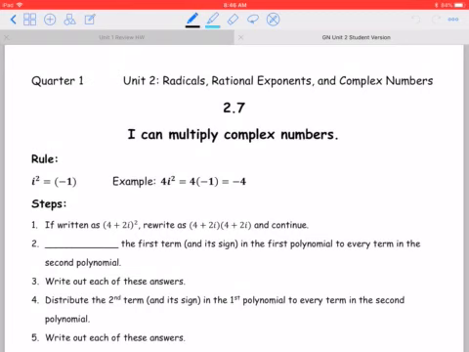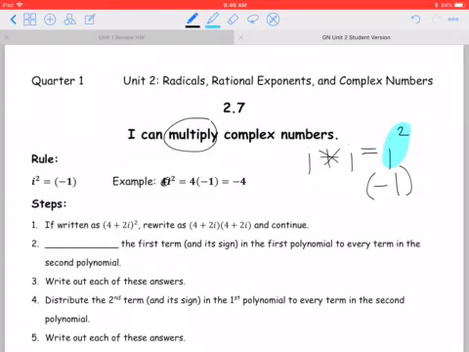Now, the difference with multiplying is that when you have i times i, we get an i squared. That i squared, if you remember, i is a radical of a negative, so when you square that radical, you end up with just the -1. So we actually replace any i squareds we get. This shouldn't be in your final answer.